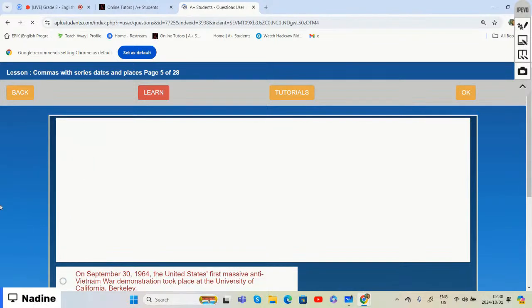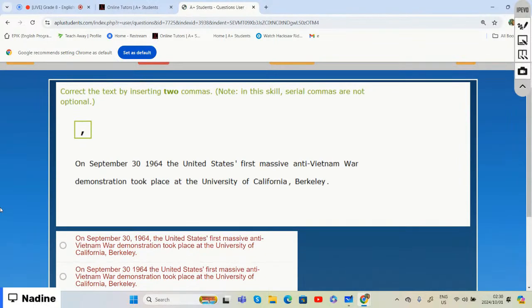All right, let's do the last one. It says we need to correct the text by inserting two commas. It says on September 30, 1964, the United States' first massive anti Vietnam War demonstration took place at the University of California, Berkeley. So, do we choose option one, where we add a comma after the day and after the year, or which option are we going to choose? Option one or option two?